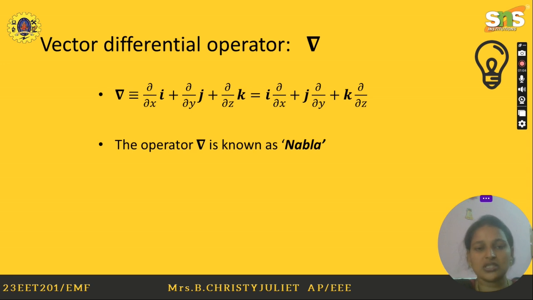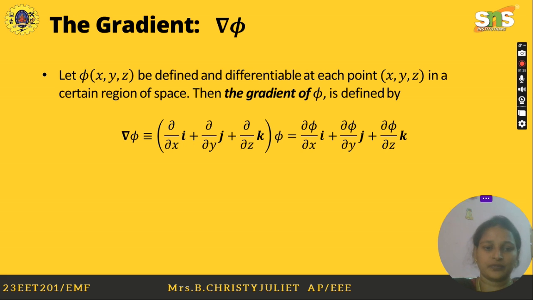This notation of using the unit vectors varies from author to author. So i, j, k will be used as unit vectors in certain books, and ax, ay, az can also be used as unit vectors in certain books. So it depends on the authors. This operator, the differential operator del, is a vector because we have the unit vectors here, and it is also known as nabla.